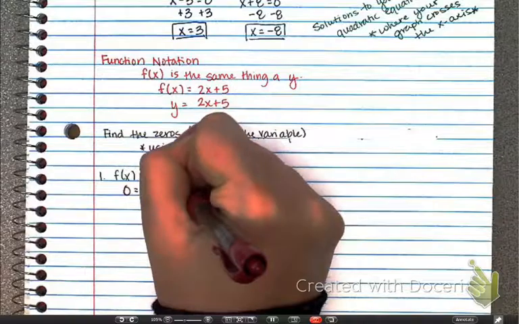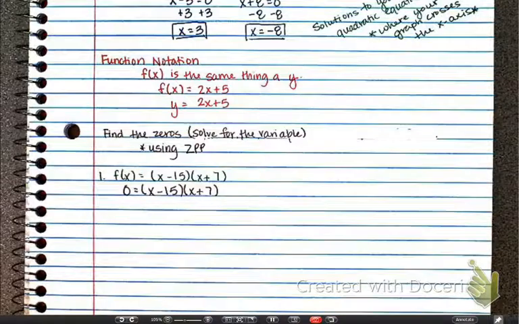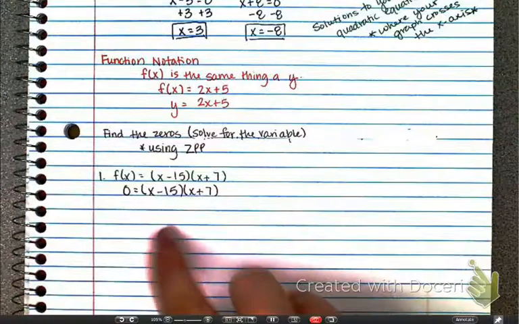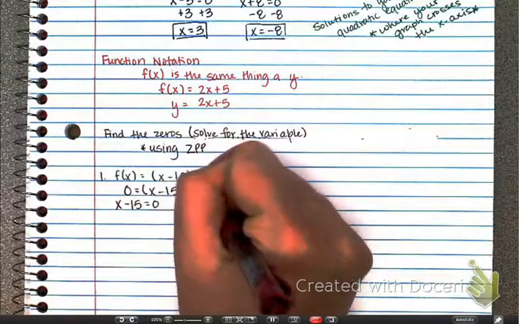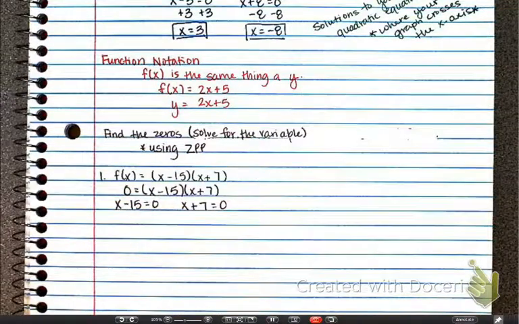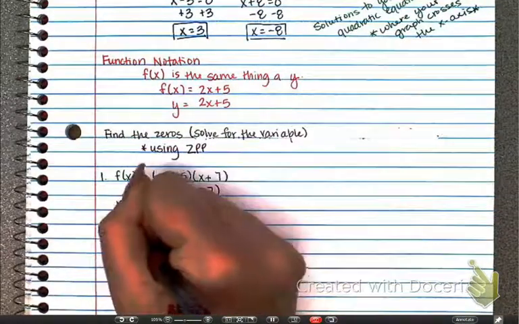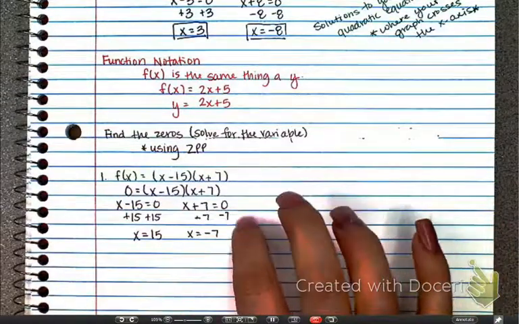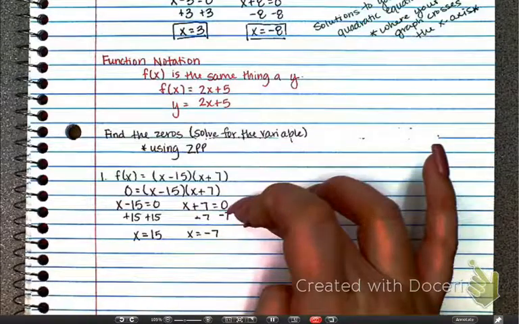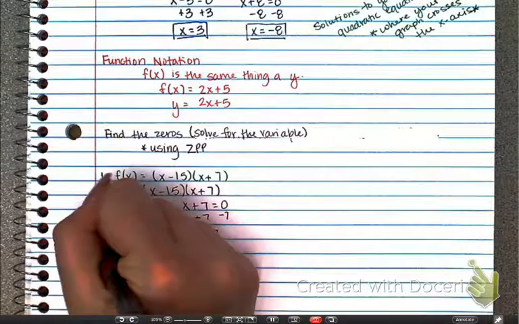Okay, so we have 0 equals x minus 15 times x plus 7. And you're going to take each of those just like we did up here and set them equal to 0. So x minus 15 equals 0, x plus 7 equals 0, and we're going to solve. So I'm going to add 15 to both sides, and I'm going to subtract 7 from both sides. So x equals 15, and x equals negative 7. Now some of you can probably skip this step and go from writing it to here, but I do expect you to write it out and set it equal to 0 and then give me an answer. So these are your zeros.